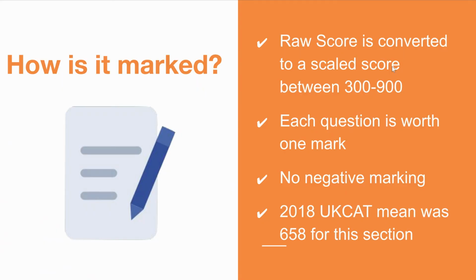In the 2018 UCAT, which is the UCAT version done in the UK, the average for this section was 658, which was the highest out of the 4 cognitive sections.